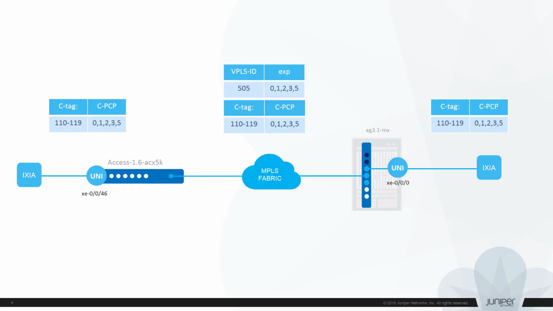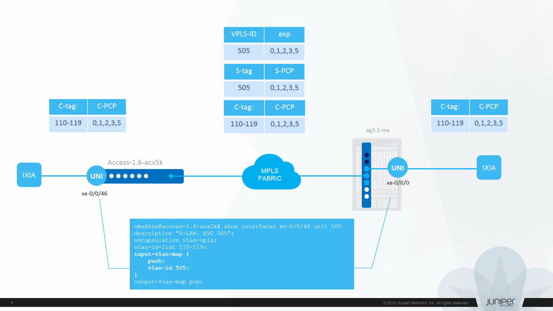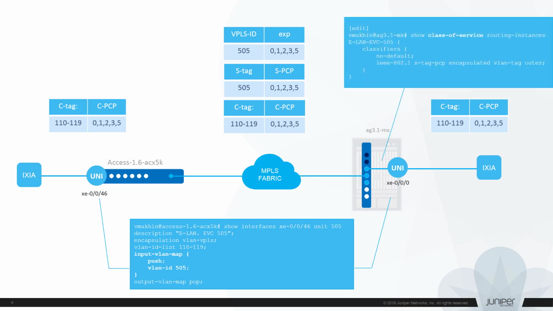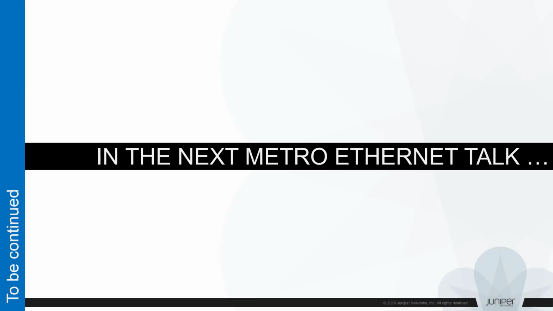We're all set for now. There are just 2 things to take away from today's talk. First, now you know how to normalize a VPLS instance at the ACX side when CVLAN bundling is required on an E-LAN EVC, and second, how to enable class of service inside the VPLS routing instance on an MX series router to make sure all frames are delivered with appropriate forwarding classes and loss priorities.